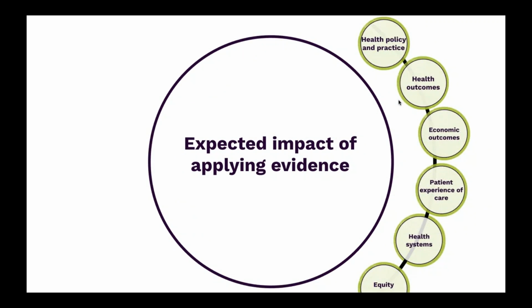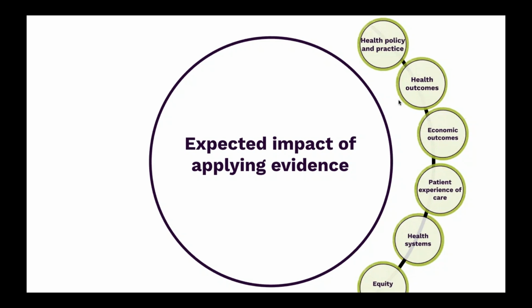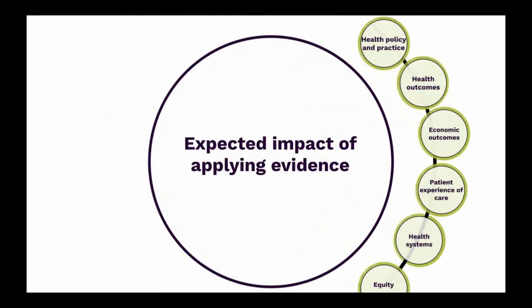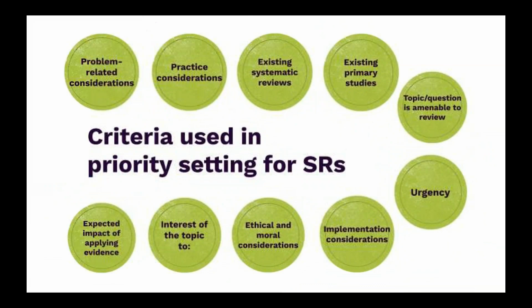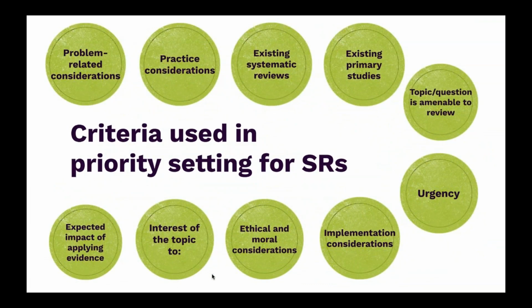And then the expected impact of applying the evidence. So once we have the evidence published, do we expect it to impact health policy and practice, health outcomes, economic outcomes, patient experience of care, health systems, and equity? You can see it's already a long list of criteria. The way we like to think about these criteria is really like a menu. So what we've done in our systematic review, we've made sure that all of these criteria, everything that has been listed in the literature, is covered in our findings. And that's what I just did. I went over all of them.